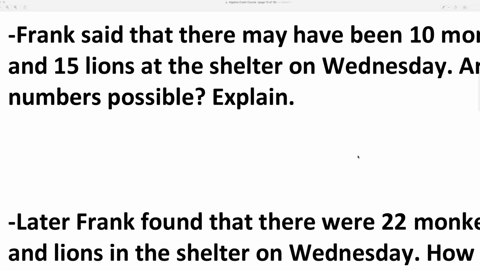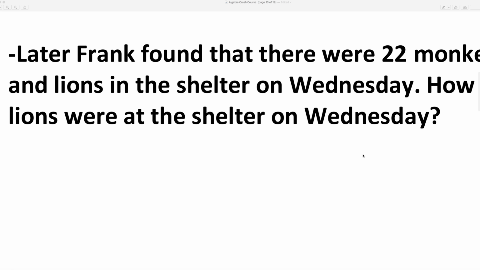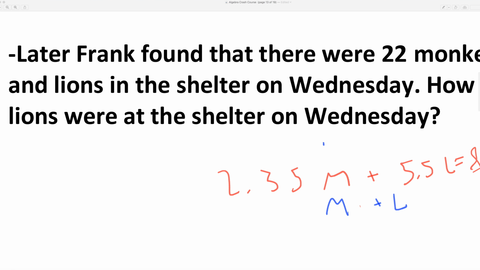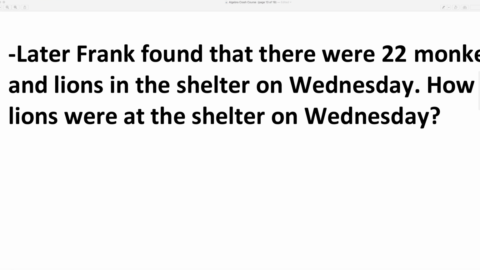And then the next one is the hardest part of this question. It says later he found out that there were 22 monkeys and lions. It doesn't mean each, it means total. There were a total of 22 monkeys and lions. So now you have another equation: the monkeys plus the lions equal 22. Now this is a system of equations. You could either do elimination, multiplying everything by 5.5, or you could do substitution. That's a pretty challenging question though.